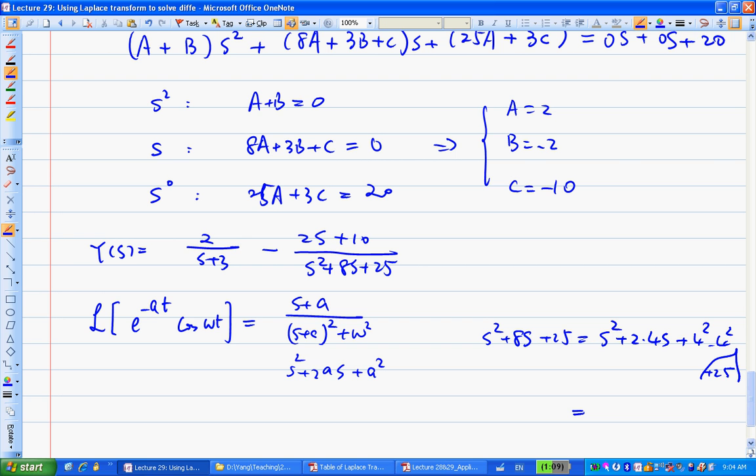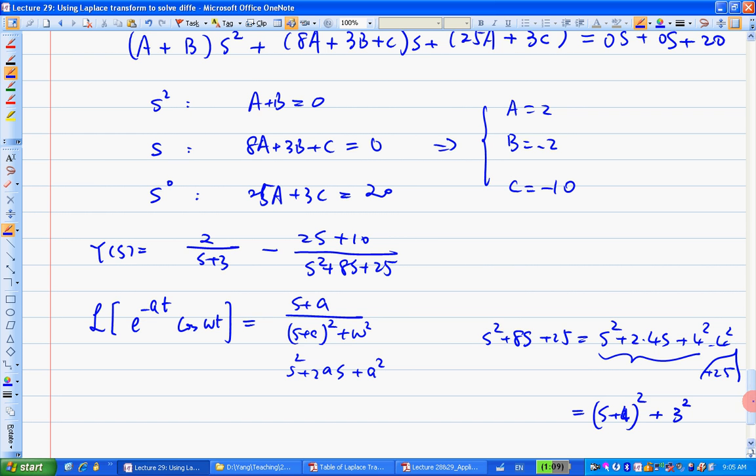Okay, you see the transformation in here? So then the first three terms give s plus 4 to the power 2. The last one here is 25 minus 16, which is 9, right? And 9 is 3 to the power 2. So now I have the denominator exactly the same as this one here. So omega here is 3, and a there is 4. So that's how you do this with the denominator.